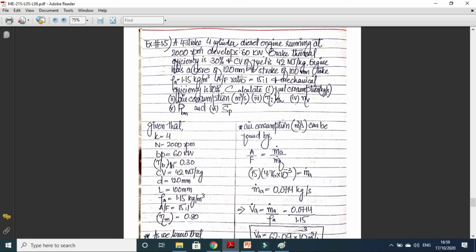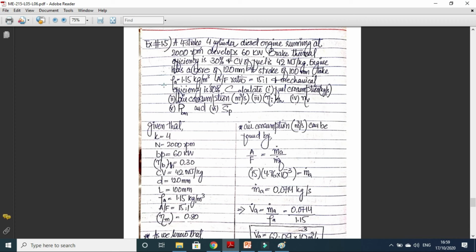Brake thermal efficiency is given as 30%. Calorific value of the fuel is given. The engine has a bore, small d, given. Stroke, capital L, is given. Density of air 1.15 kg per meter cube is given. Air fuel ratio is 15. Mechanical efficiency is 80%. Calculate the fuel consumption, mass flow rate of the fuel, air consumption in meter cube per second, indicated thermal efficiency, volumetric efficiency, brake mean effective pressure, and mean piston speed.